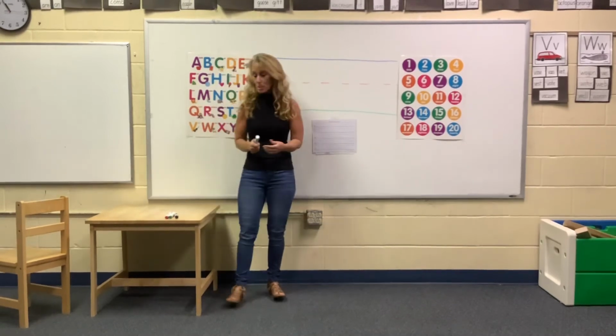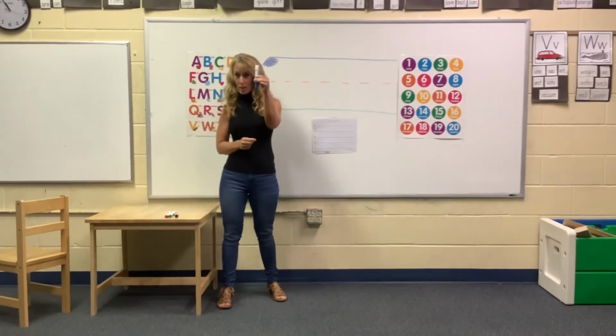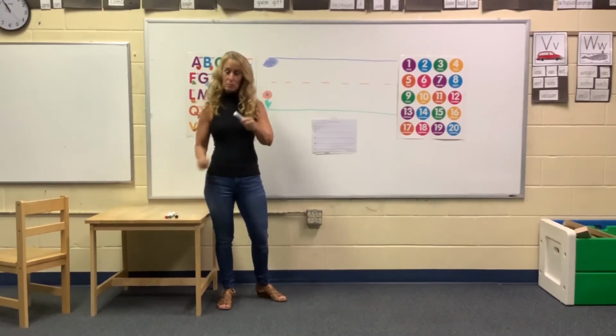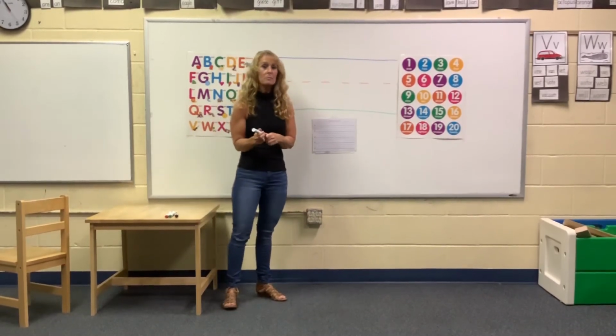So what you're going to need to do is you're going to need to get out a blue crayon, a green crayon, and a brown crayon. And I'm going to give you a minute to get that together, okay?